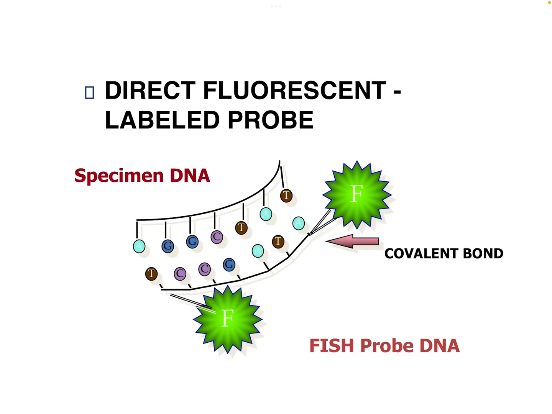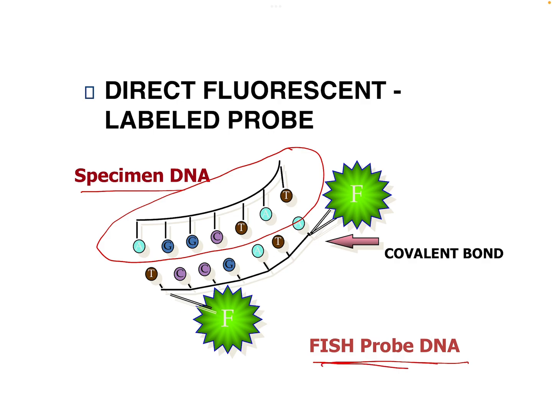So this one is the direct fluorescent labeled probe. If we have here the specimen DNA, this one is the specimen. This is your target DNA. Then the FISH probe DNA, the one that we will use to bind to that specific specimen DNA, will bind covalently to that of the specimen DNA. And then you have here the fluorescent. The fluorescent is attached, so it is already there so that it will light up. It will color. So after attaching, it will color.